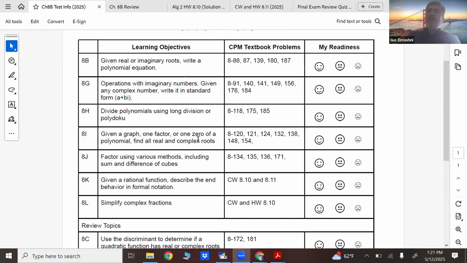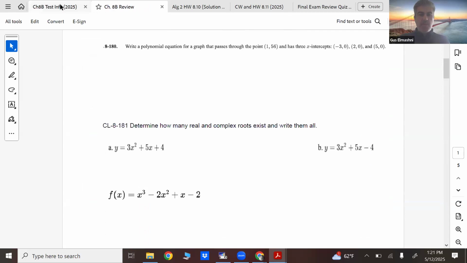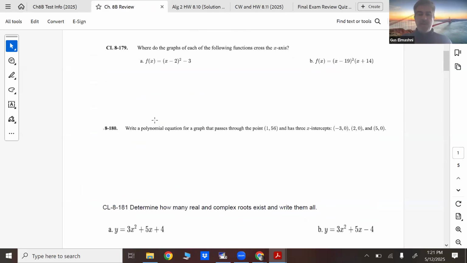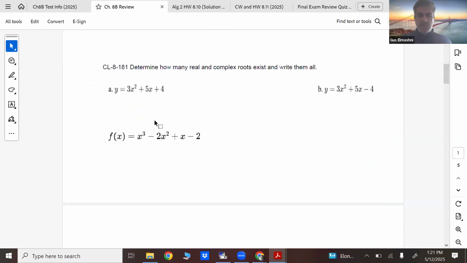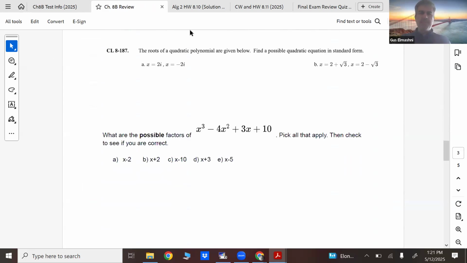Okay, but the outline, I'm not going to tell you the order of the questions, but I'll tell you what to expect. For the first one, given real or imaginary roots, write a polynomial equation. Yes, I'm going to ask that. A good example of that would be 8b. I'm going to label it on the review problem set. If I give you the roots, find the equation, that would be this right here.